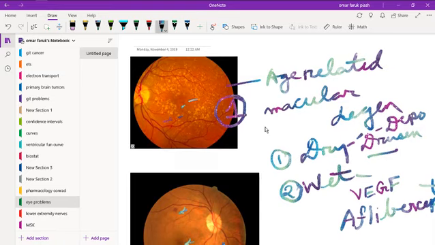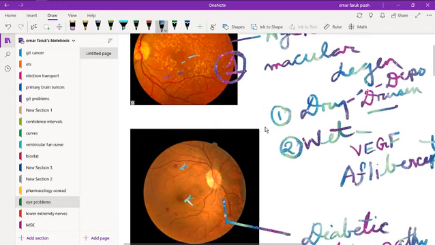And next one, diabetic retinopathy. It happens due to chronic hyperglycemia. It is of two types: non-proliferative and proliferative. Proliferative is bad. To stop proliferation, you have to give anti-VEGF, that means bevacizumab. And you can do peripheral retinal photocoagulation, you can do surgery too. And the most important thing, you have to control diabetes.